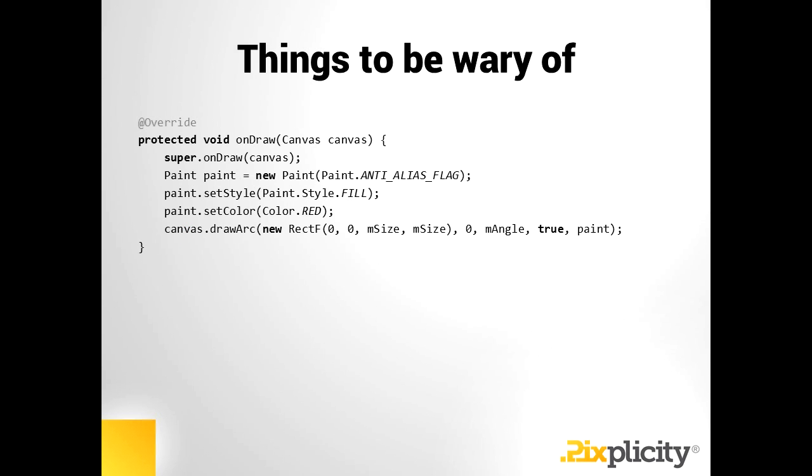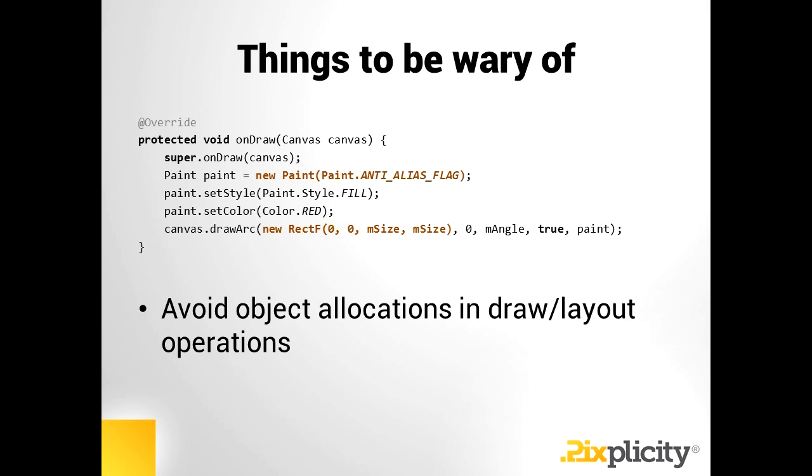Another thing to be wary of is this one. So what's wrong here now? Yeah, allocation again. Actually, I have two allocations. I'm creating a rect, I'm creating a paint. Let's avoid that. Even if it's the smallest thing, you want to avoid the GC kicking in at all. So avoid that not only in draw, also in layout. But in other words, just listen to lint, because lint will warn you about this. And if you're not listening to lint, then you're doing a lot of other things wrong too.